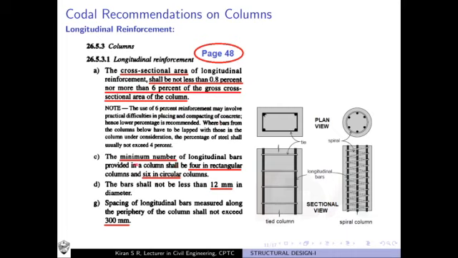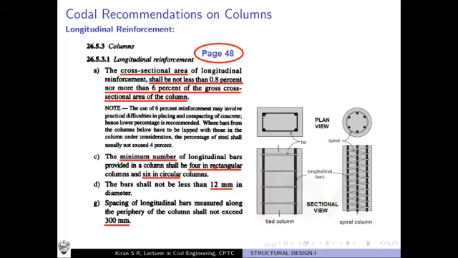Another important recommendation is that the minimum number of longitudinal bars provided for columns should be 4 in rectangular columns and 6 in circular columns. So the minimum bars to be provided for rectangular columns is 4, and for circular columns it is 6. And what is the minimum diameter of the bar to be used? For columns, bars of diameter less than 12 mm should not be used. You must always use longitudinal bars of 12 mm diameter or more.